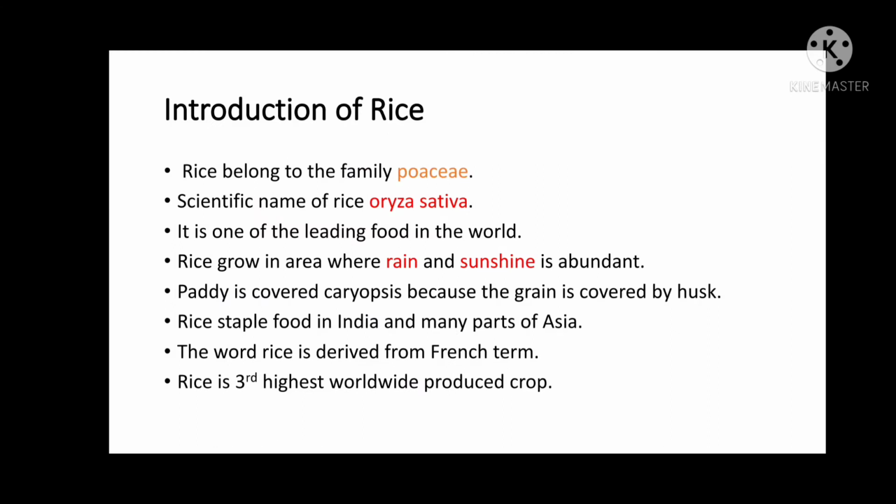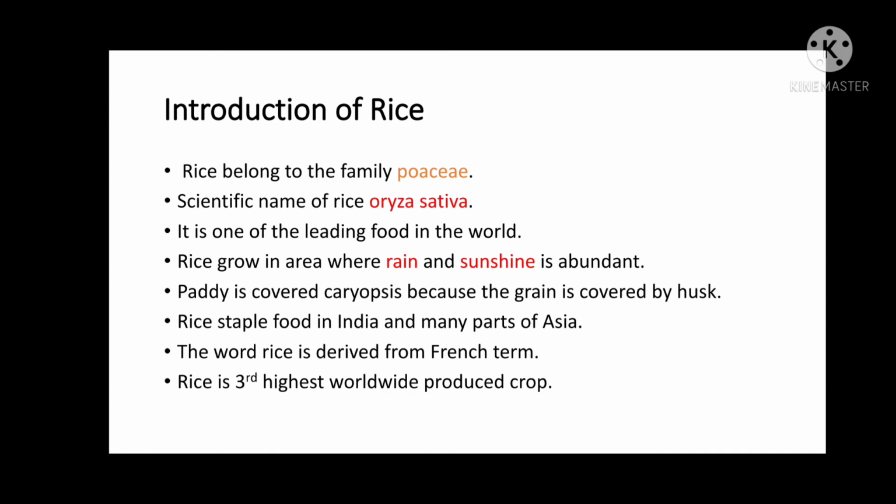We'll begin with the introduction of rice. Rice belongs to the family Poaceae. The scientific name of rice is Oryza sativa, and it is one of the leading foods in the world. Rice grows in areas where sunshine and rain are abundant, and paddy is a covered caryopsis because the grain is covered by husk. Rice is a staple food in India and many parts of Asia. The word rice is derived from a French term, and rice is the third highest produced crop worldwide.